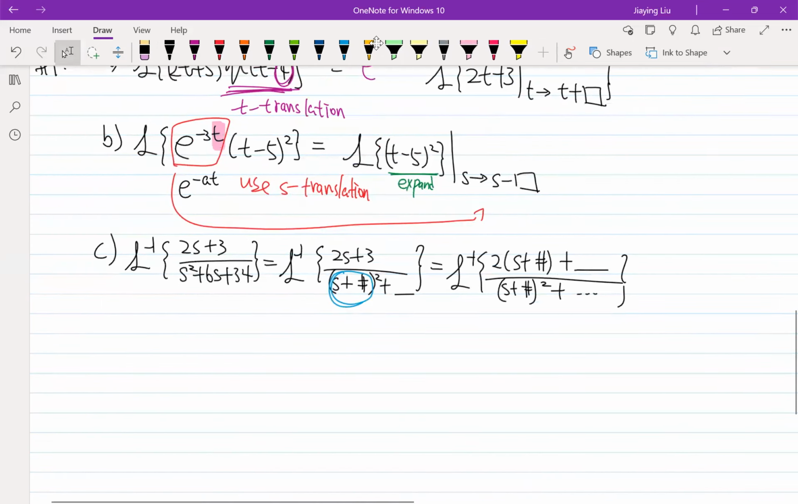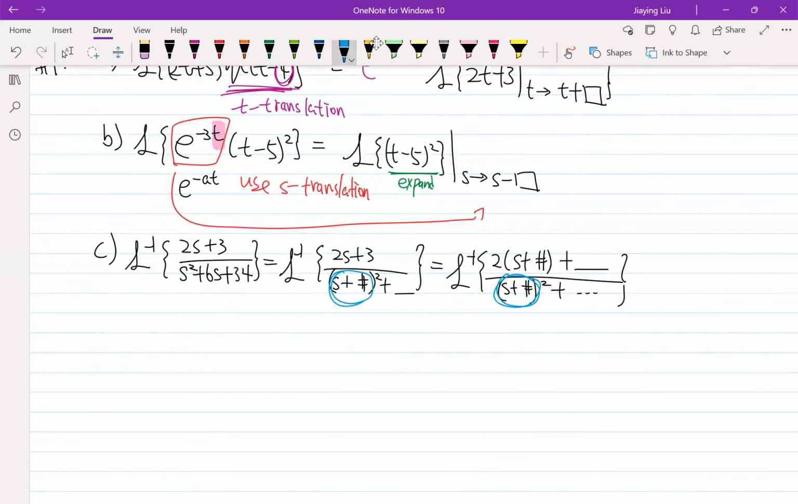And the benefit of doing this is that now we have s plus some number squared in the denominator, and in the numerator we have s plus some number. We can replace both at the same time with a new s. So that will be the Laplace transform of 2 times this new s, I'm going to call it s hat. You can just call it s or some notation, plus a number, with a line in the middle, and divide by s squared plus a number.